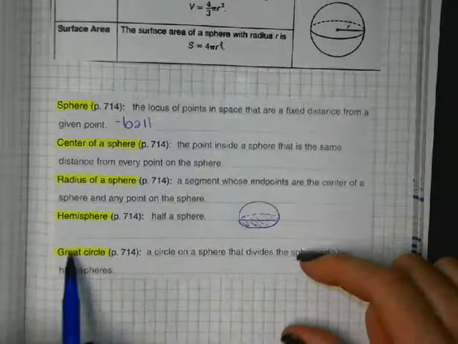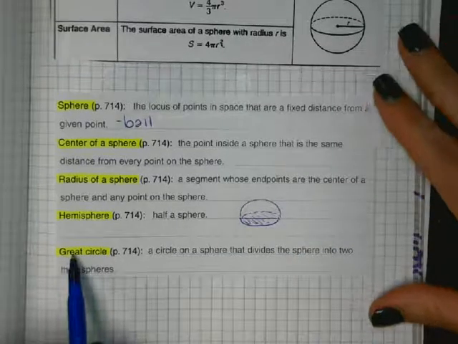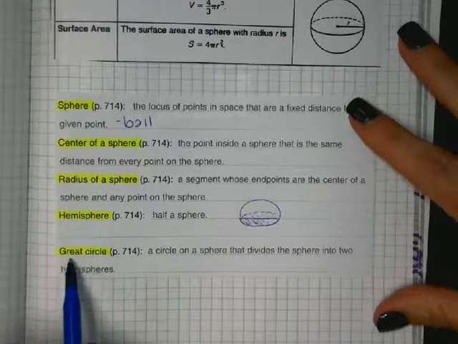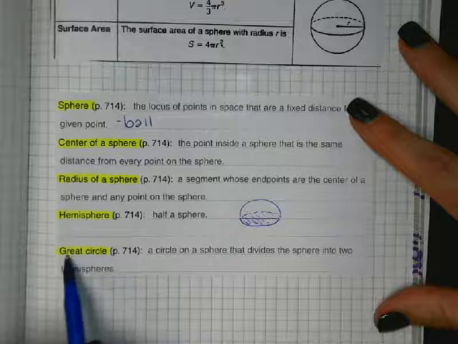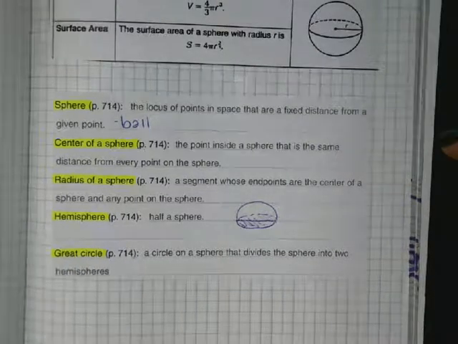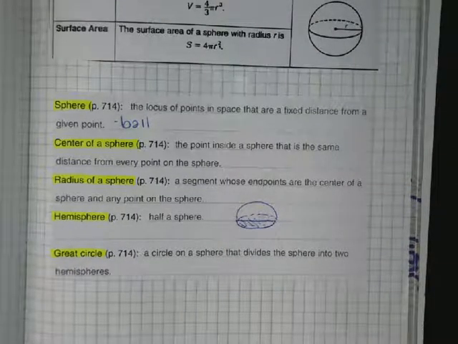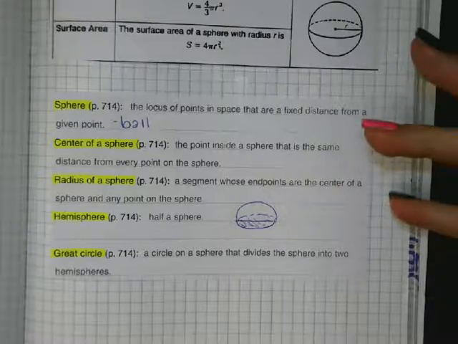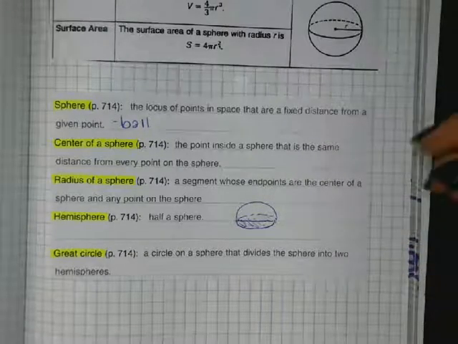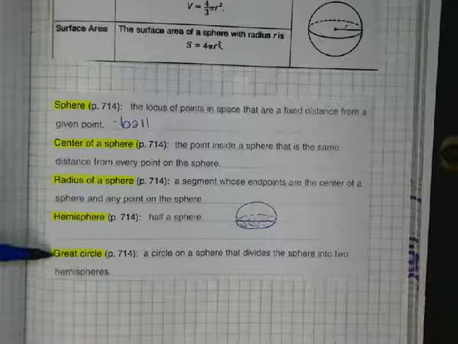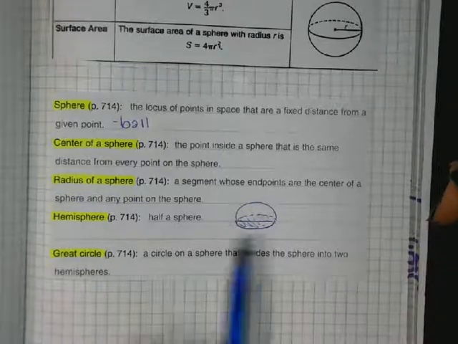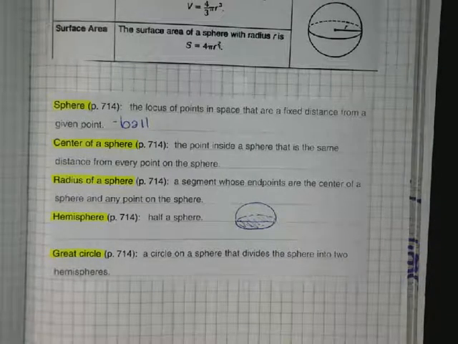And if I cut it directly in half, passing through the center, so that I do have a hemisphere, then that base or face is considered the great circle. So all those properties of circles are going to apply to this great circle. And that's actually the largest circle you could slice if you were doing cross sections of a sphere.